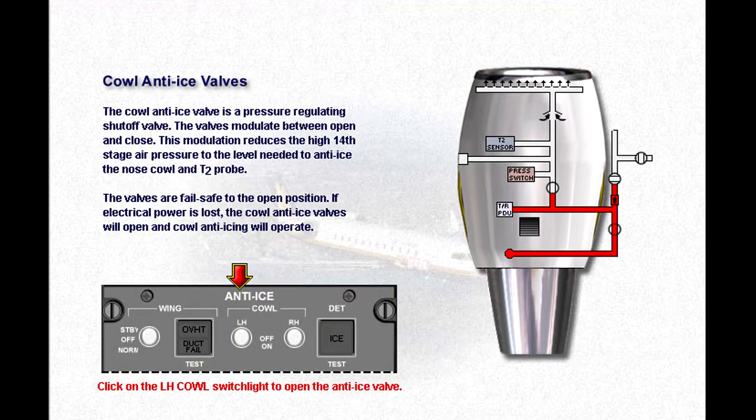Cowl anti-ice valves. The cowl anti-ice valve is a pressure-regulating shut-off valve. The valves modulate between open and close. This modulation reduces the high 14th stage air pressure to the level needed to anti-ice the nose cowl and T2 probe. The valves are fail-safe to the open position. If electrical power is lost, the cowl anti-ice valves will open and cowl anti-icing will operate.